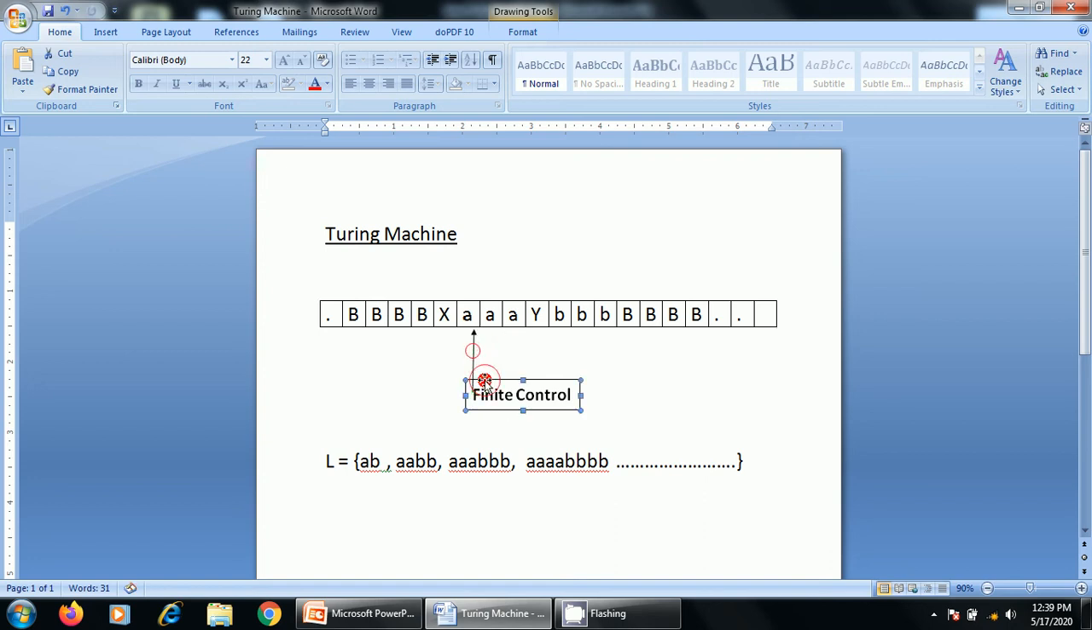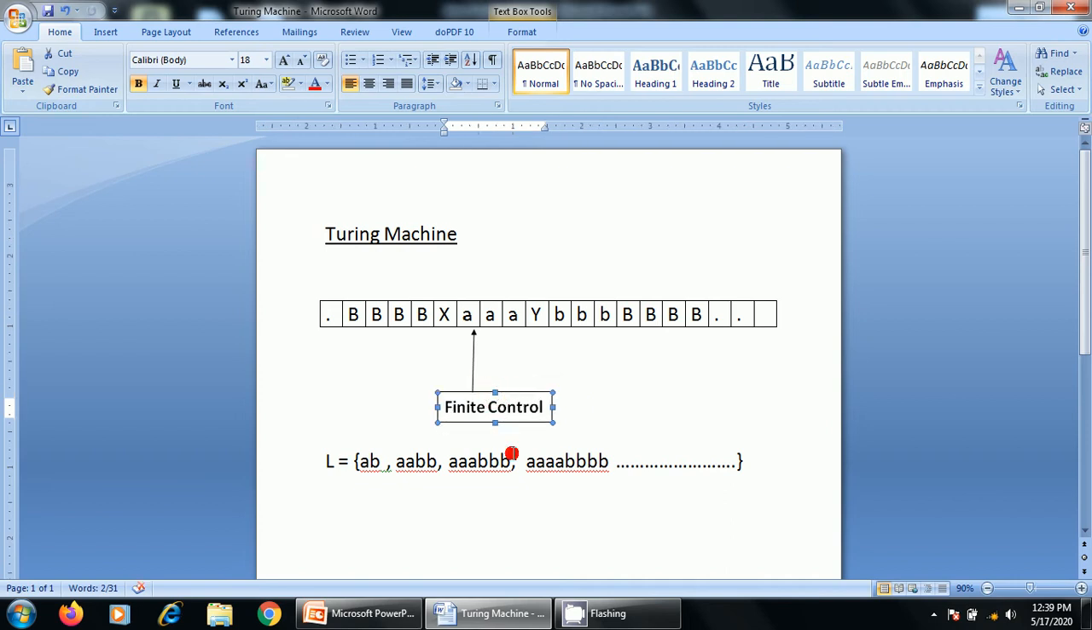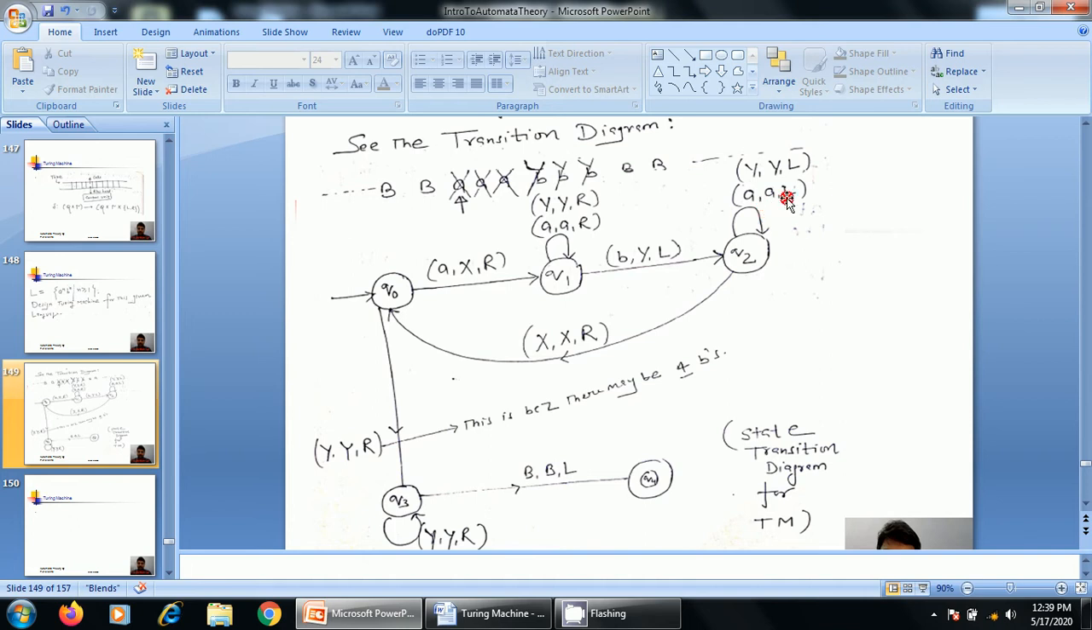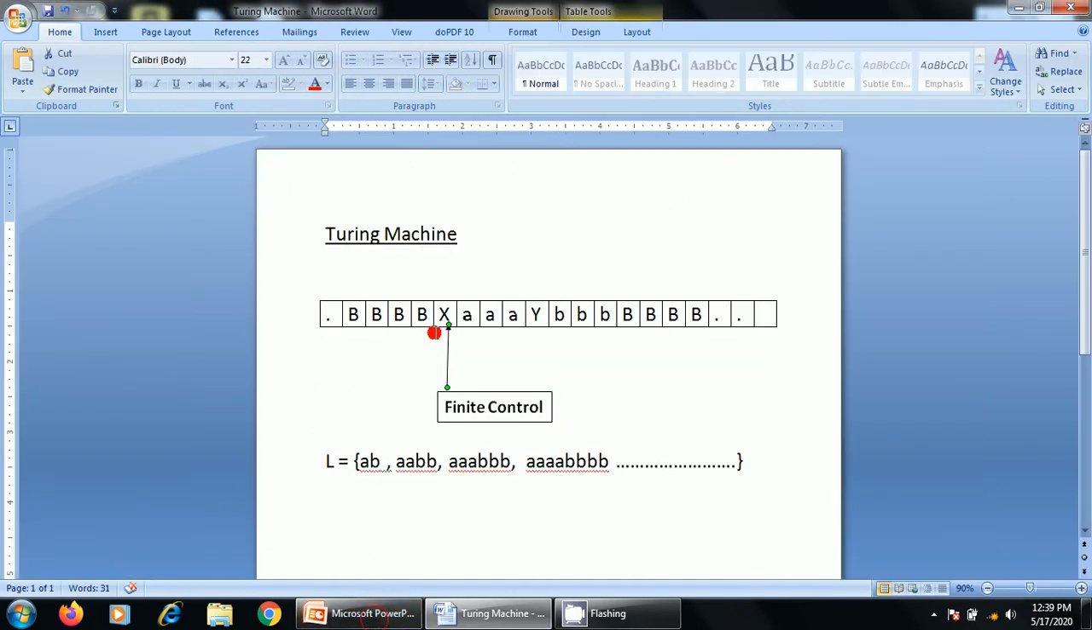Why are we doing so? Because before a, we want to find x. If there is a, keep it a and move left, because there is a loop. But whenever we get x, keep it x and move right. Why? This x ensures that we are just behind the second a.